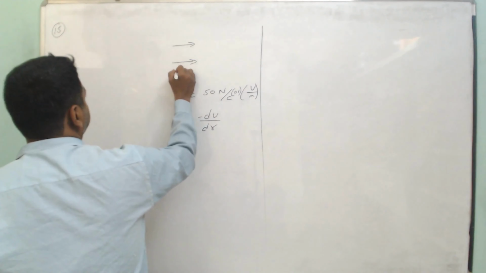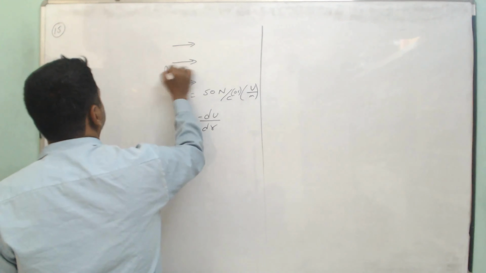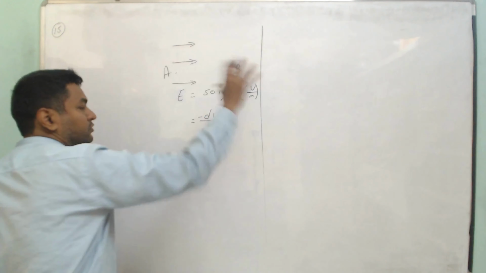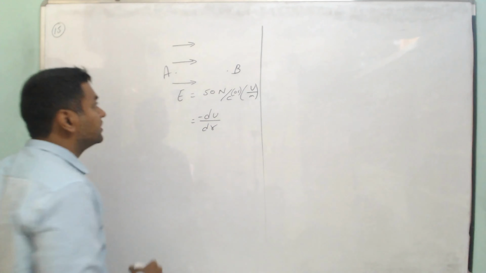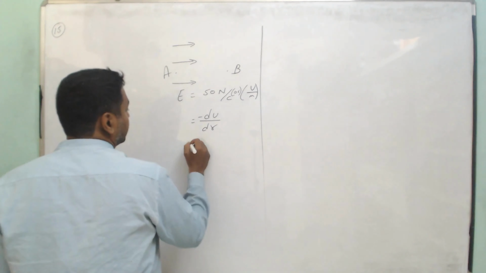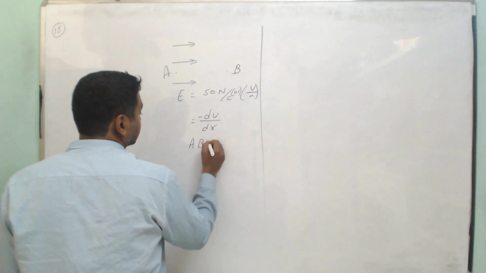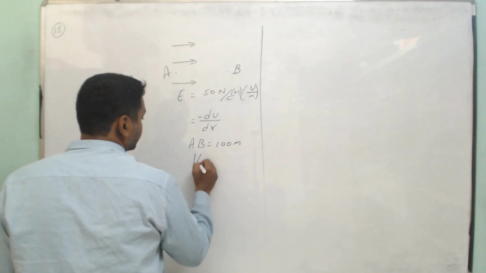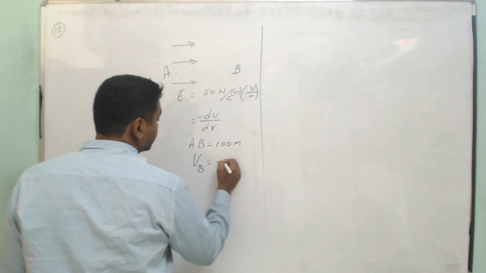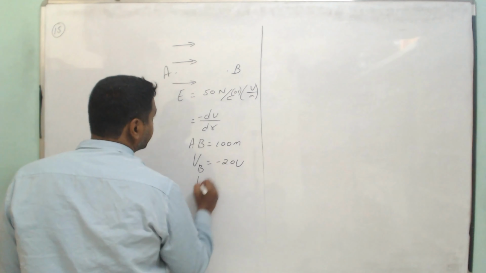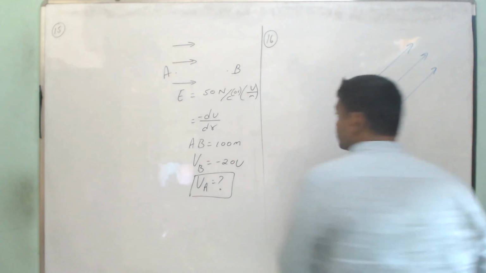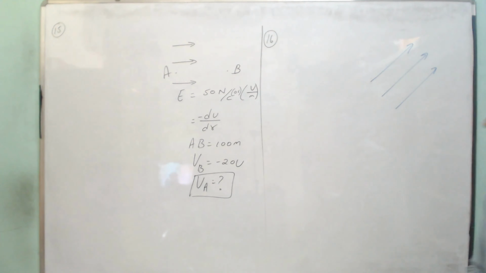So if I have 2 points A and B, AB is parallel to the electric field line, and the length of AB is given as 100 meters, and the potential at B is equal to minus 20 volts. Find the potential at point A. I will solve that, okay?